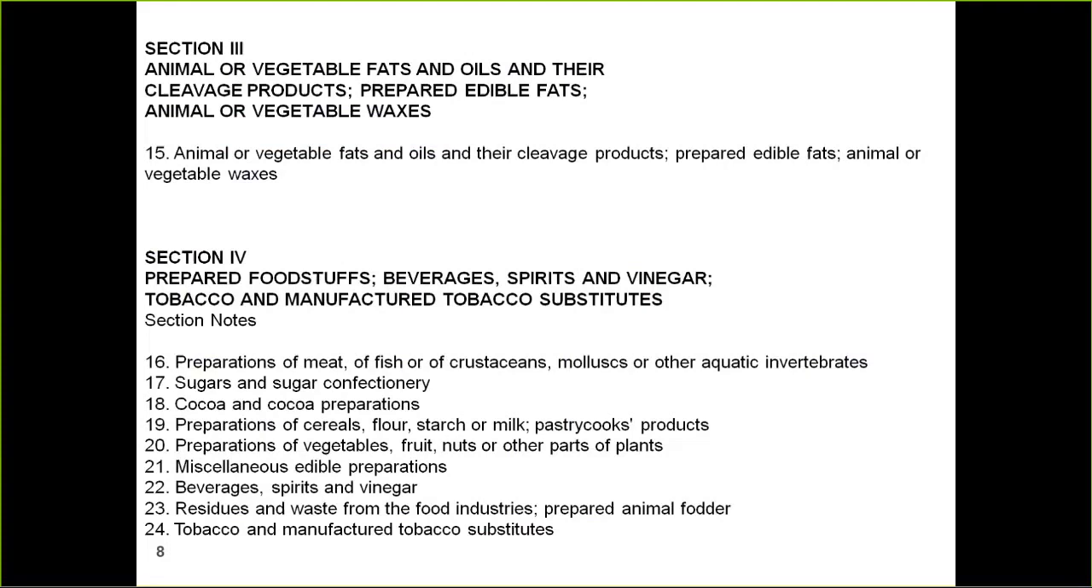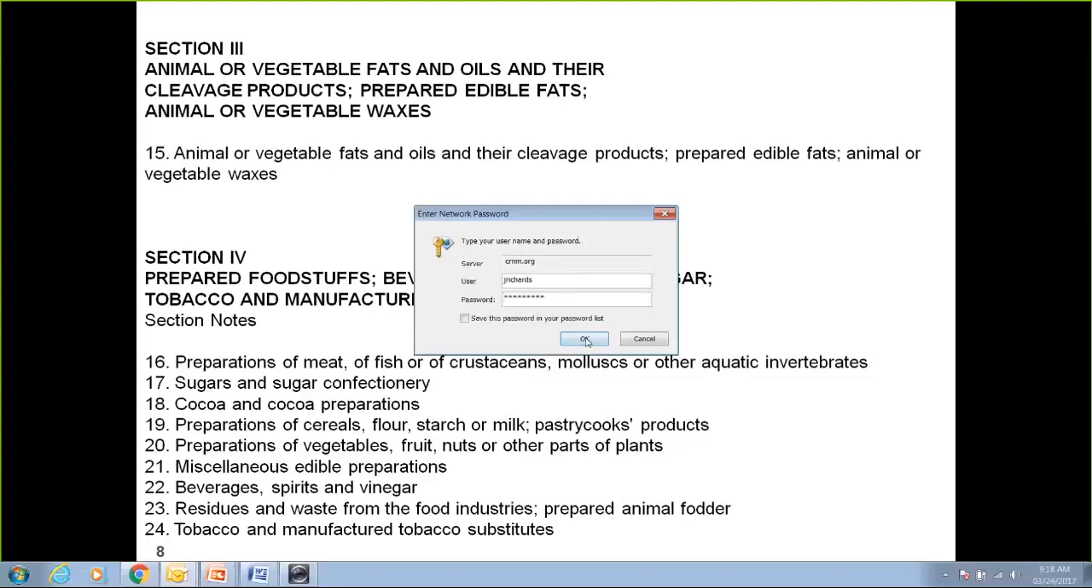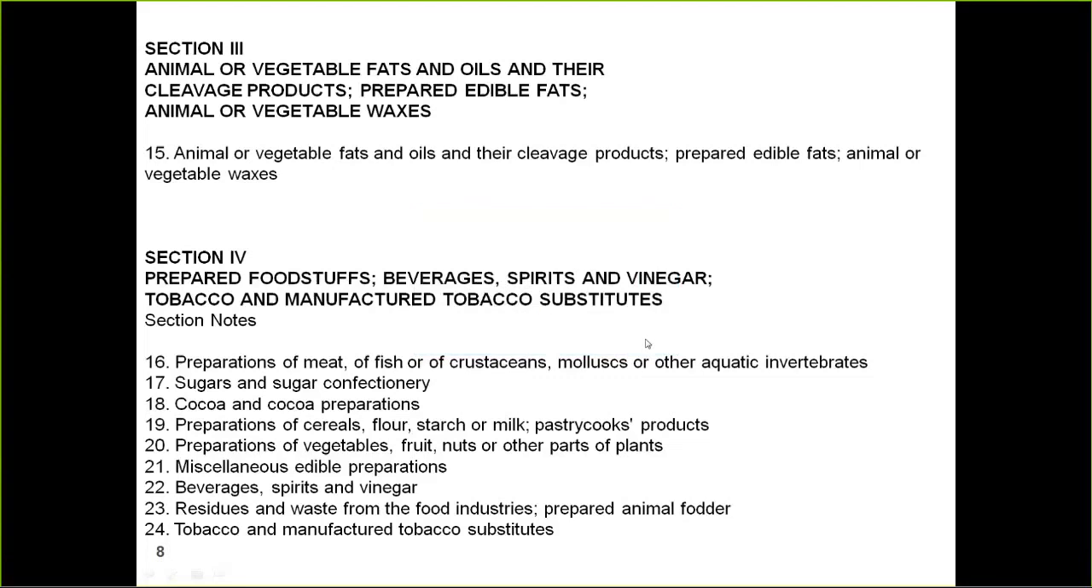So it is important to understand the structure of the HS, because if you are interested in a particular product, or if your firm is engaged in the trade in a particular product, you need only to identify the section of the HS in which that product is likely to fall, and the chapter within that section. So that if you are dealing with chocolates, for example, that would be cocoa and cocoa preparations. That would fall under section 4, which is prepared foodstuffs, and then you can look at chapter 18, which deals specifically with cocoa and cocoa preparations.